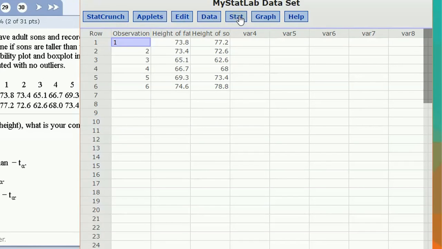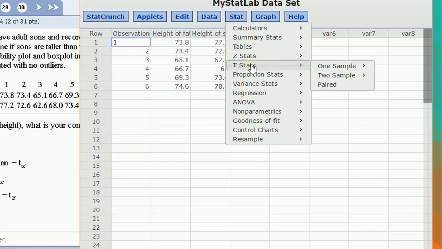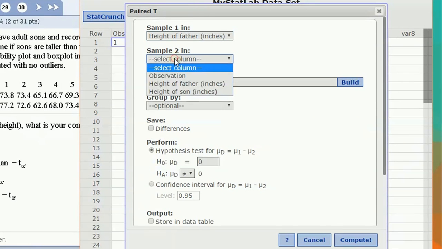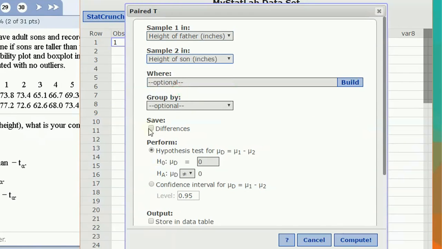So under Stat, we're going to do a t-stat, not two sample, but paired. And here my first column is the height of fathers. Second sample is height of sons. And let's click Save Differences just for fun. It'll create a new column of differences.